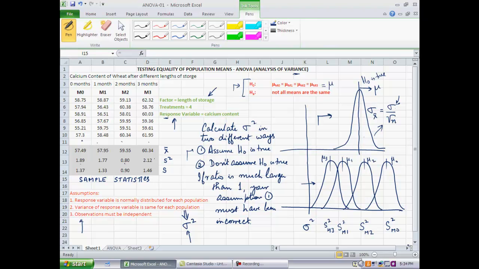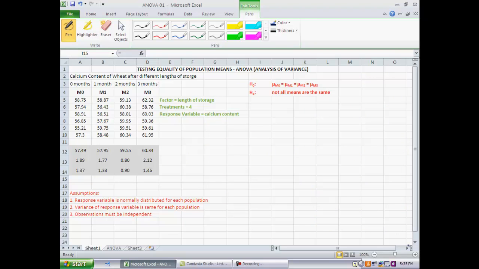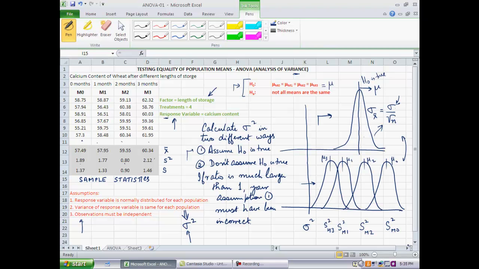And that follows based on the assumption number 2, that the variances of these four populations must be the same. So if I average these four values of S squared of the sample variance, if I take the average of 1.89, 1.77, 0.80, 2.12, I would get an approximate value for sigma squared, but this time without having made the assumption that the null is true. So you can see I have come up with two separate estimates of population variance sigma squared, one by assuming that the null is true, one without assuming that the null is true.